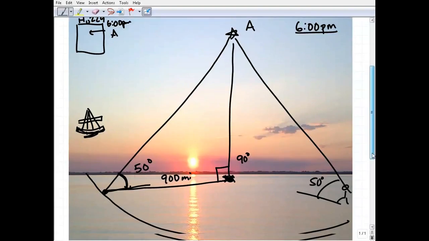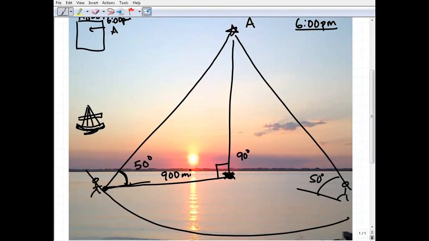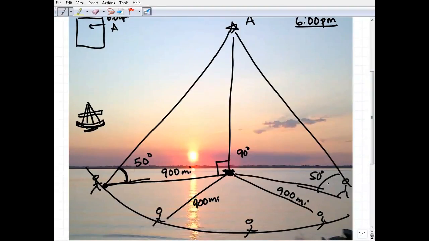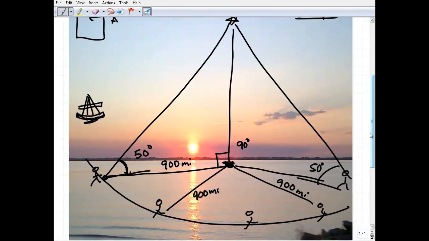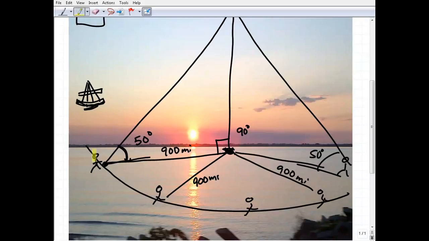So that's not really helping me either, because I could be here, I could be here, I could be here, I could be here. All these positions are 900 miles away from star A's location, and I can see the star at 50 degrees at all these various positions. So how could I help myself out here? I mean, it's better than nothing. At least I know generally that I'm along this circle at 6 p.m.